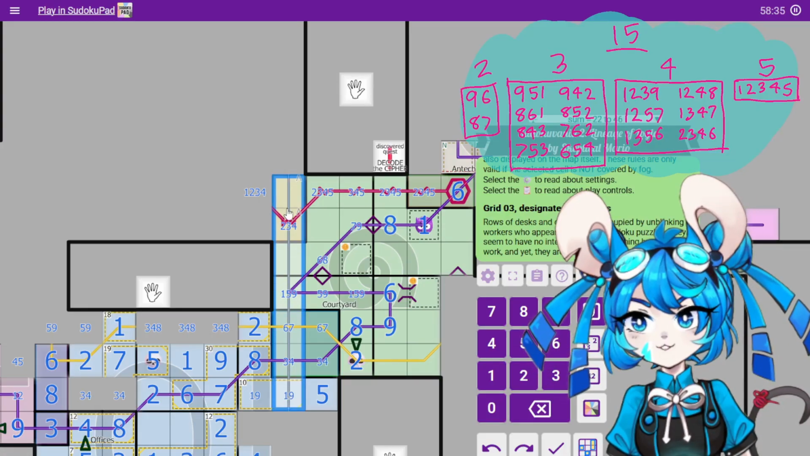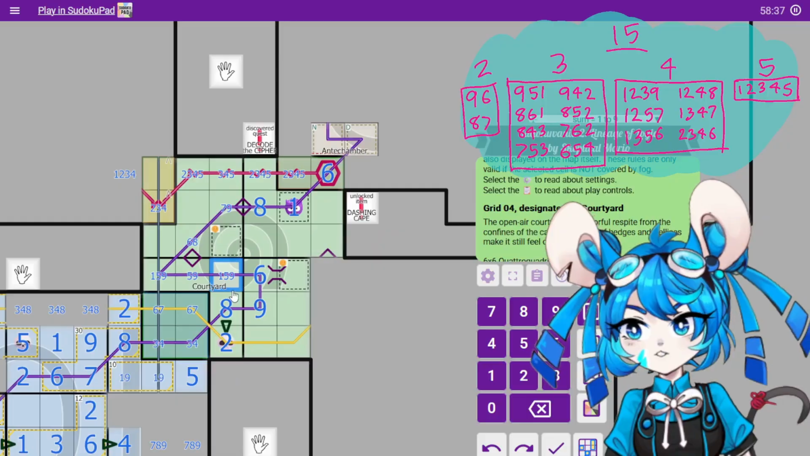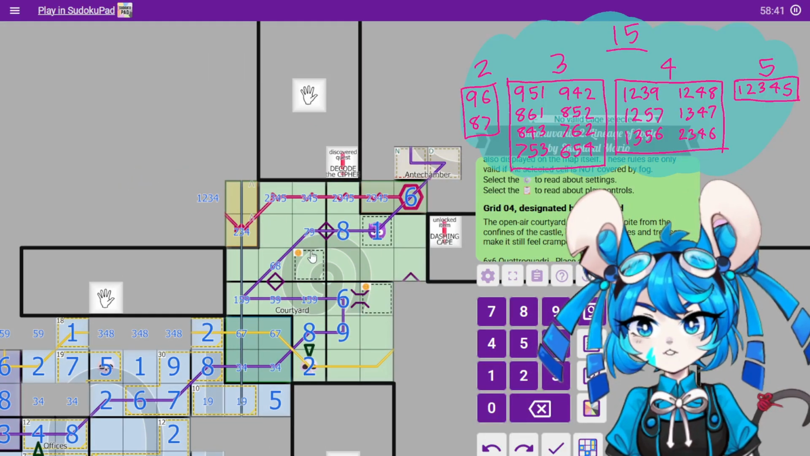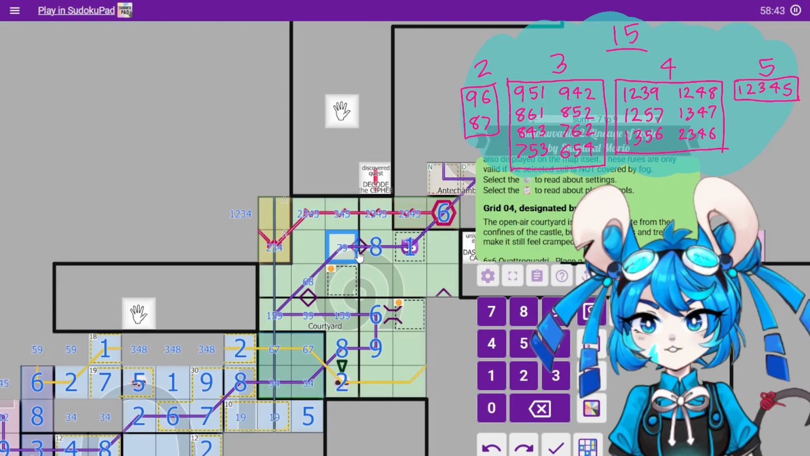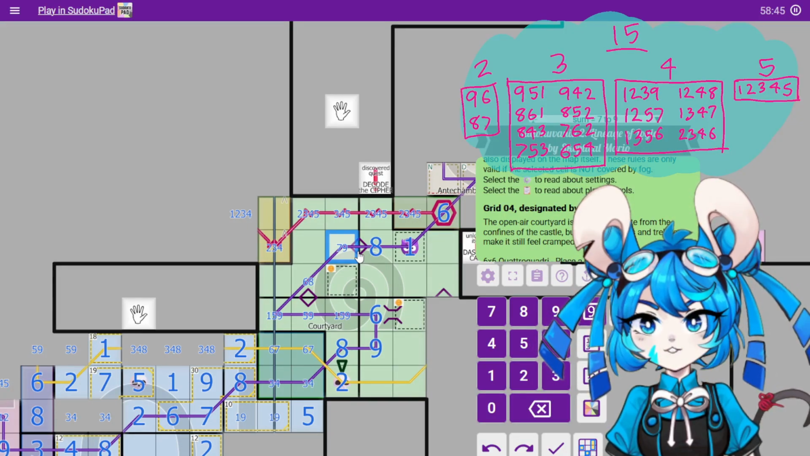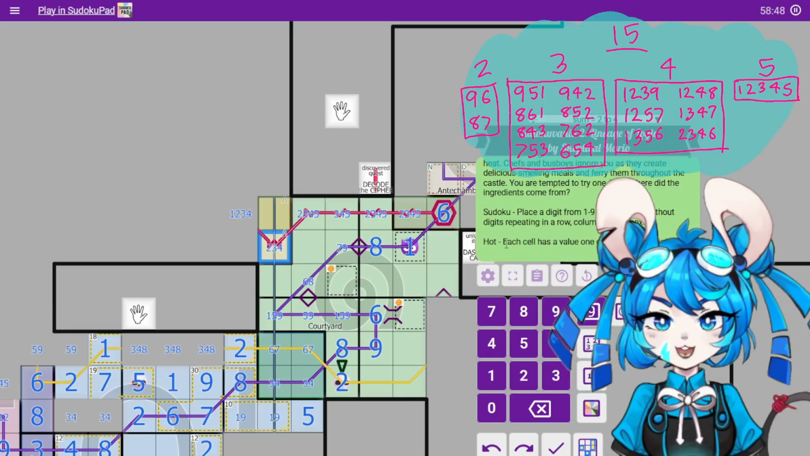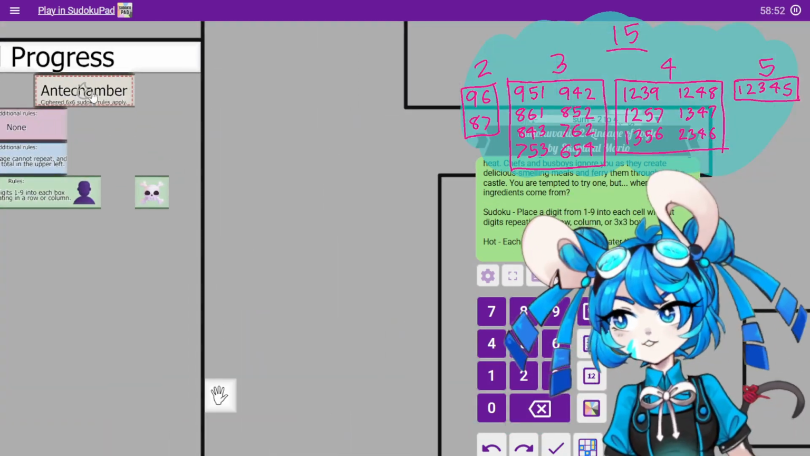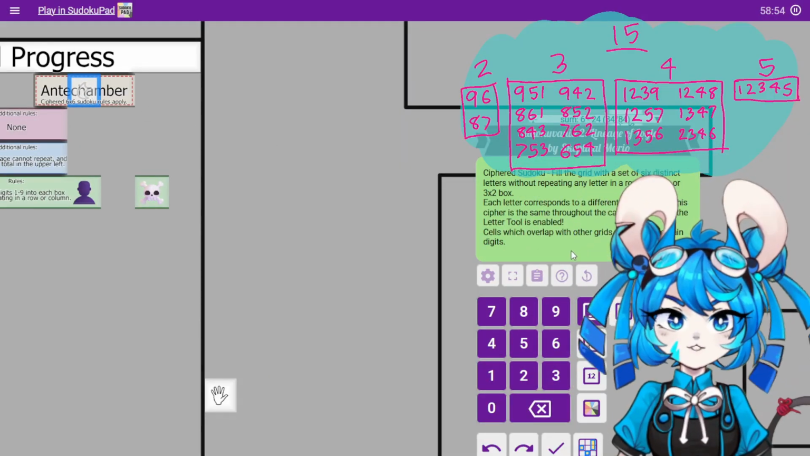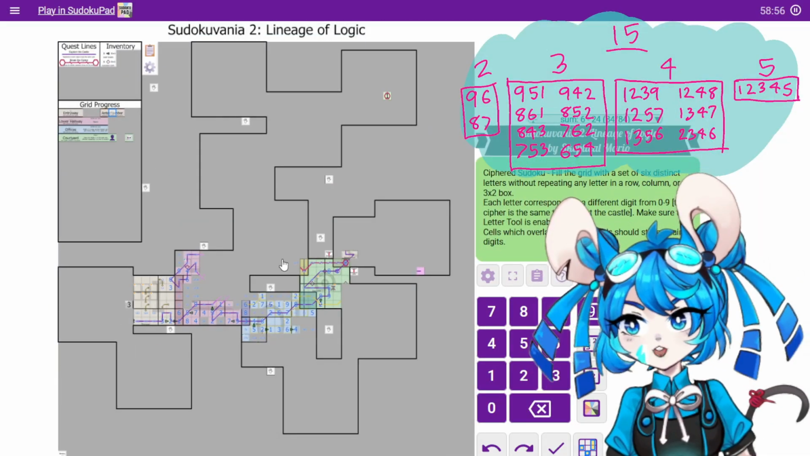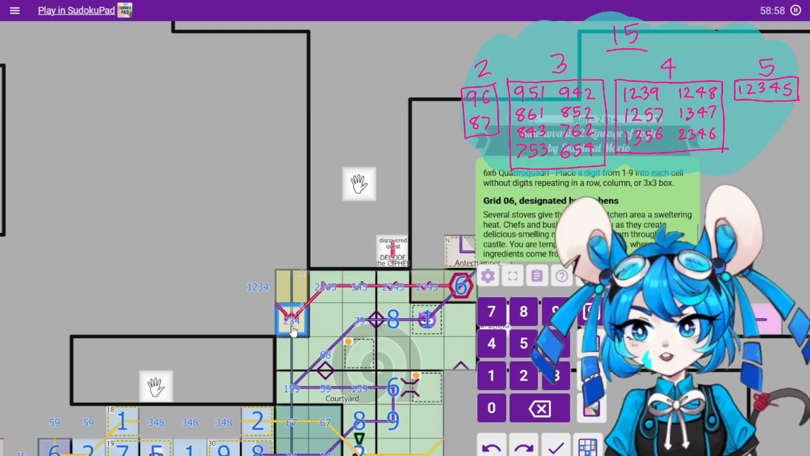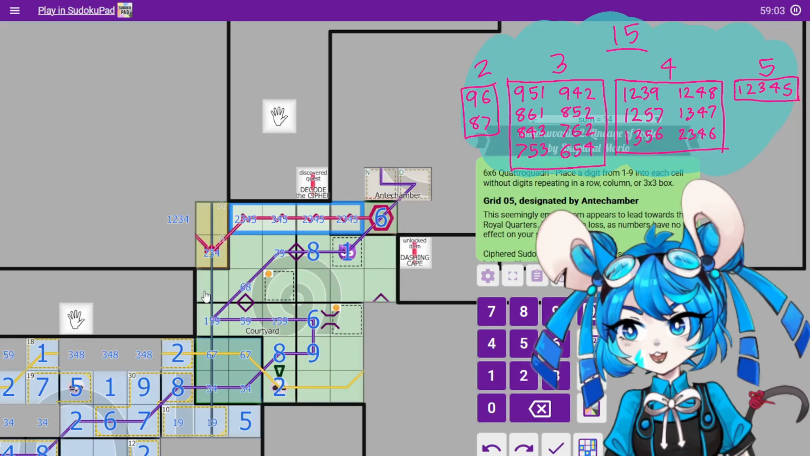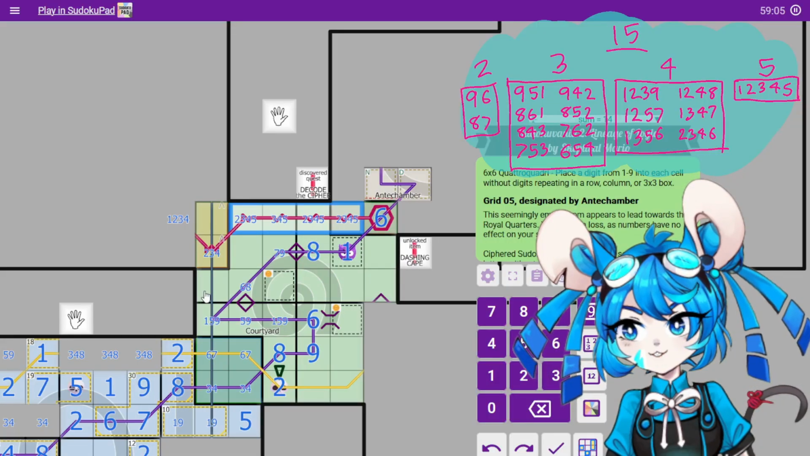Still don't know what this black line is about, or this yellow line. And there's a weird bridge here. Don't know what that's about. I guess this little carrot is that they're hot. I guess I haven't actually unlocked the kitchen properly yet, so maybe I should place a few more digits first.